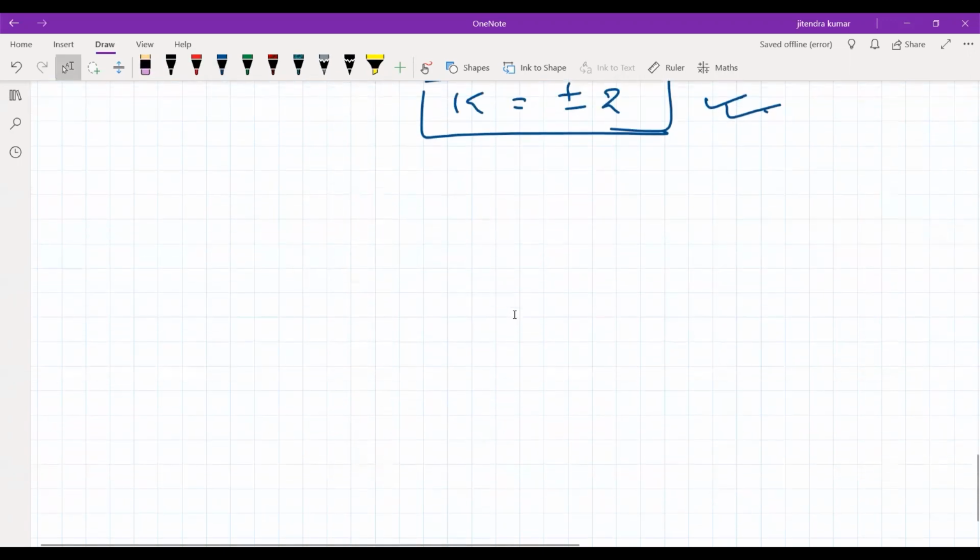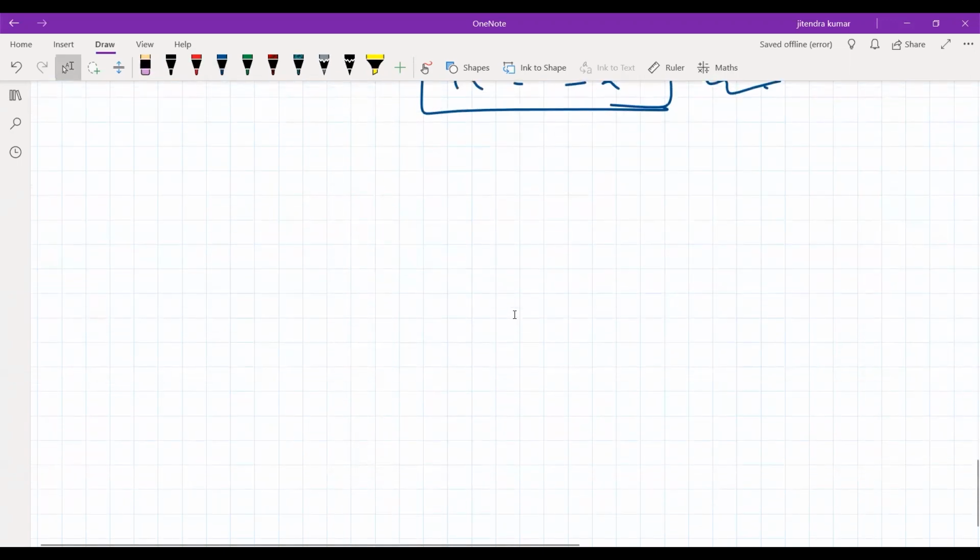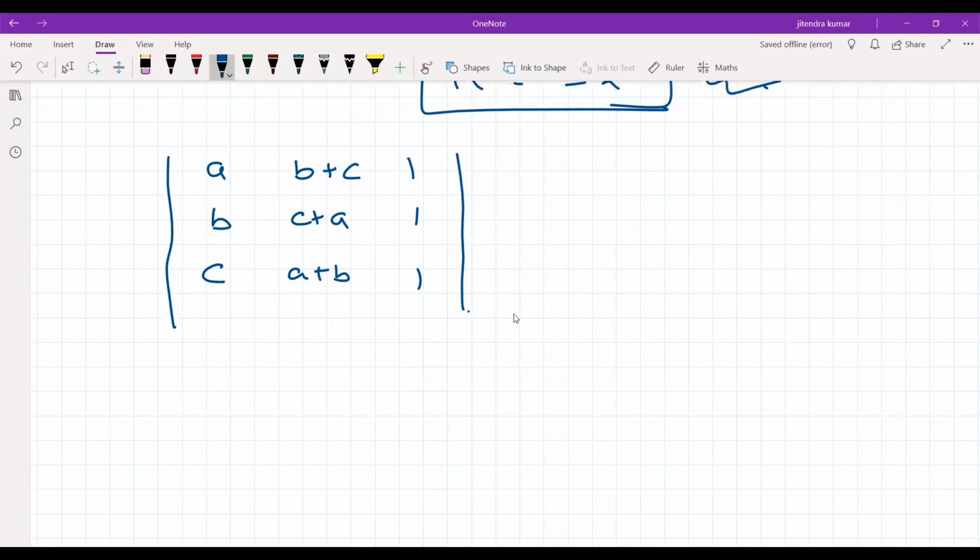So now here we will possibly have to use the properties of determinant to solve it easily, as it is given A, B, and C in terms of A, B, C. So the determinant will be here A, B, C, then B plus C, C plus A, and A plus B, and here 1, 1, 1. So this will be our determinant here, and we will have to show that this is equal to 0. So this is our delta.